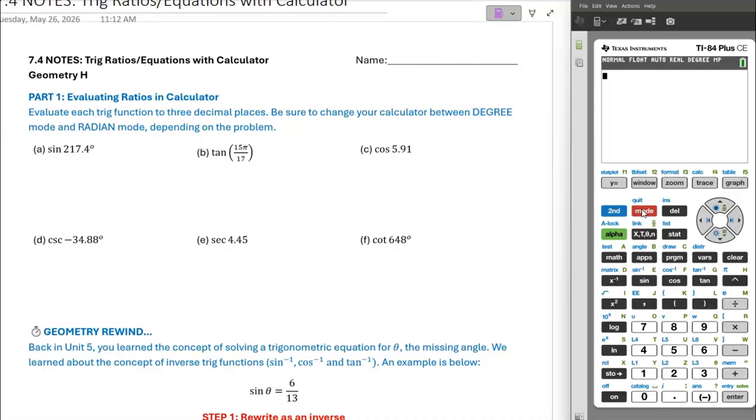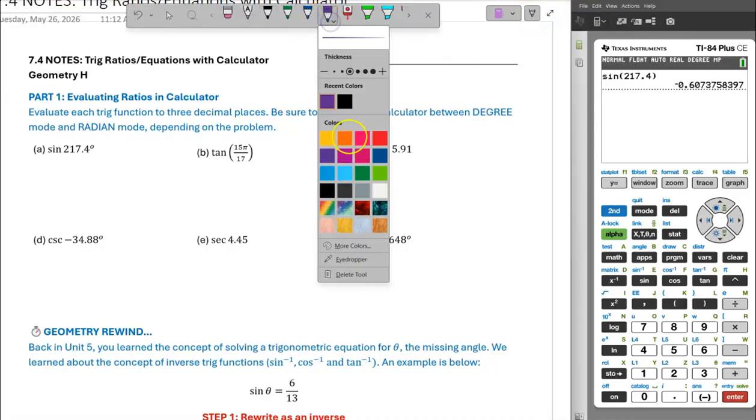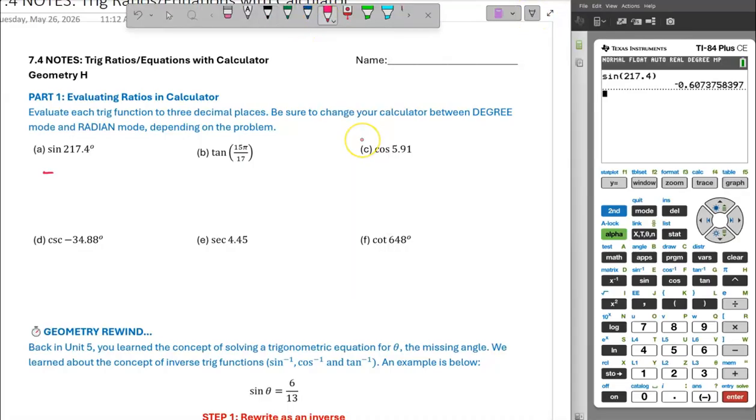Okay, so the first one we're going to be doing is sine of 217.4. When I evaluate that, it is as simple as just getting that answer. That's all we're doing. Now there are going to be some additional caveats that I need to show you here, but this is 0.607. It wants me to round to 3 decimal places most likely. There it is, says it right there. So this is going to be what my ratio is.